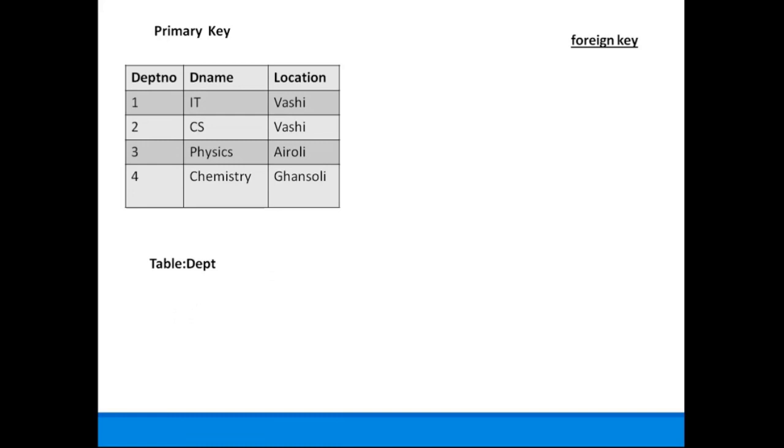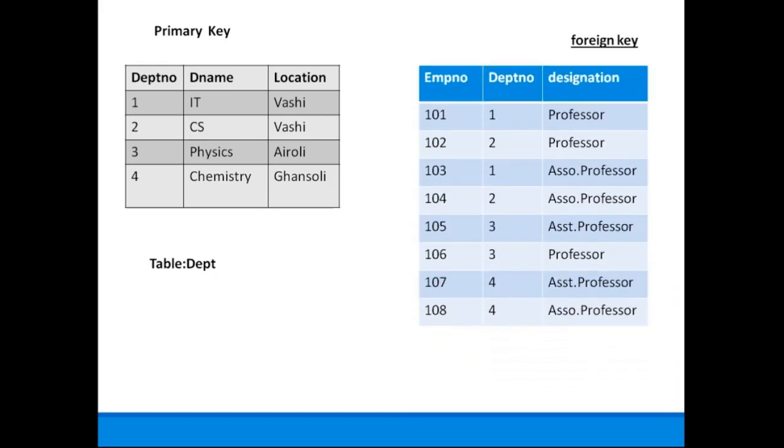Our first table, the department table, has department number, department name, location. And in this table, department number is a primary key. And there is another table, that is the employee 4 table. In the employee 4 table, employee number, department number and designation are three columns. And in this table, department number is a foreign key.